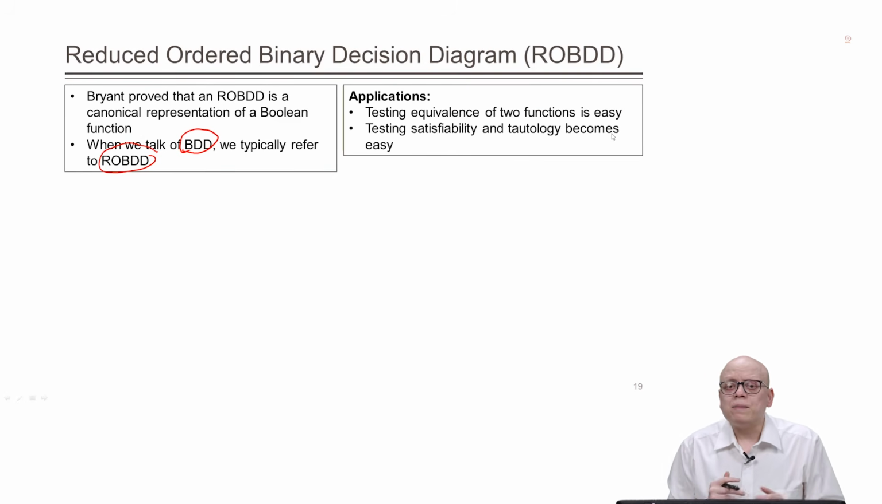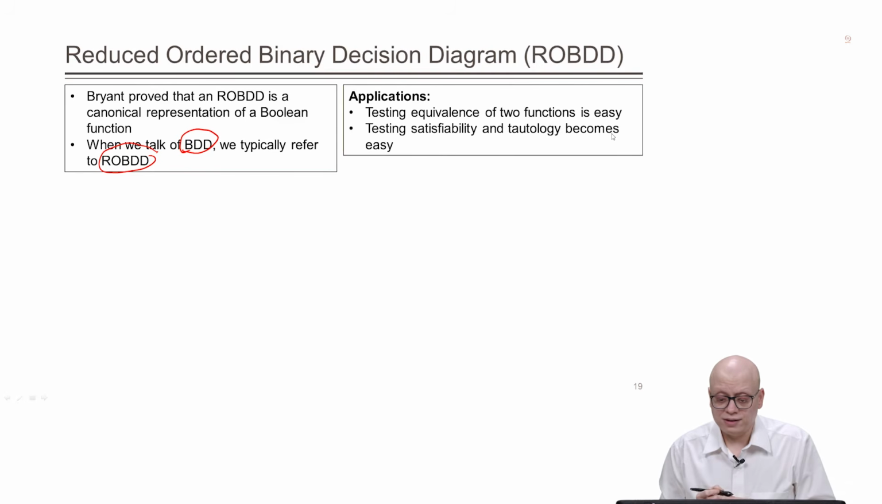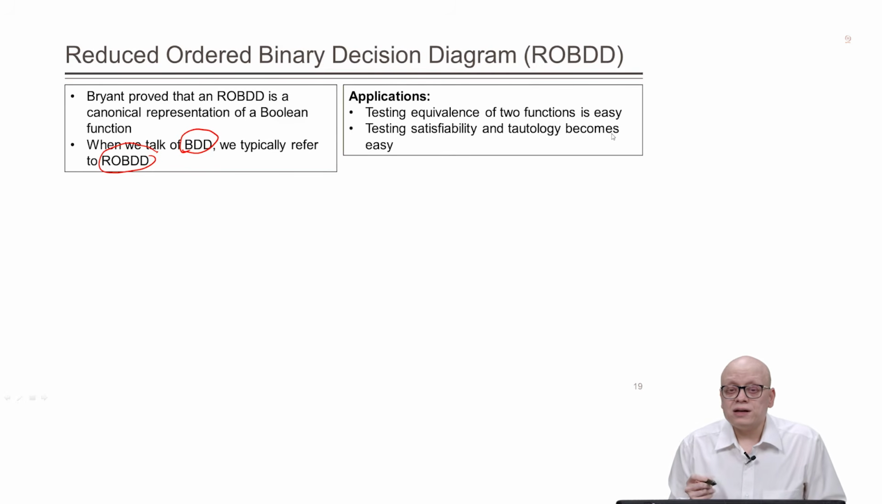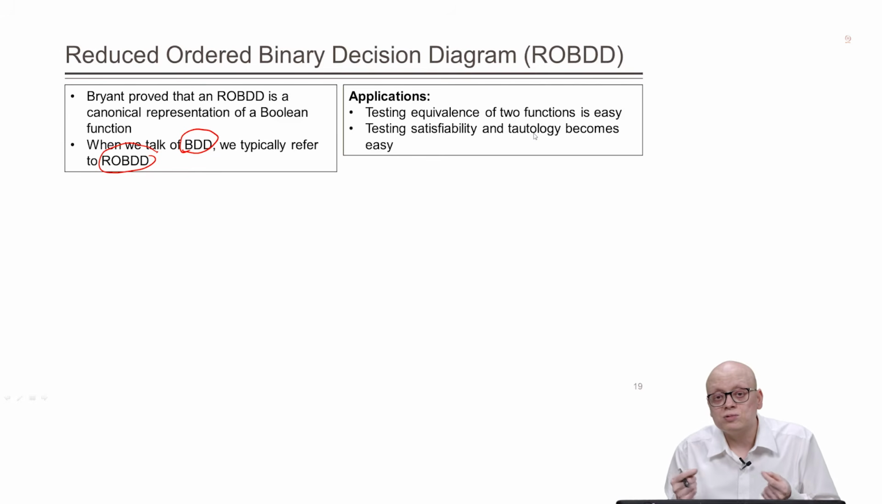Now, what are the applications of BDDs? The application is that testing the equivalence of two functions becomes very easy. Why? Because if we have represented functions in a BDD, in popular BDD packages, then their representation in terms of pointers will be exactly the same, right. And by just comparing the pointers, we can say whether two functions are equivalent or not.